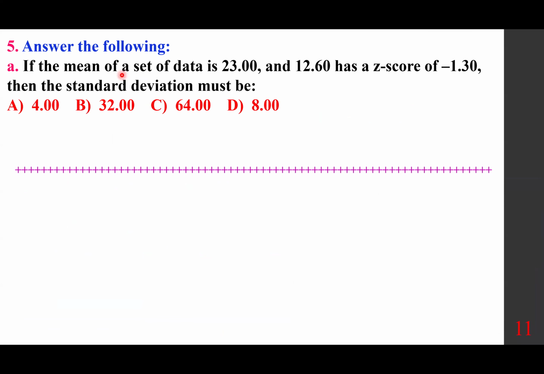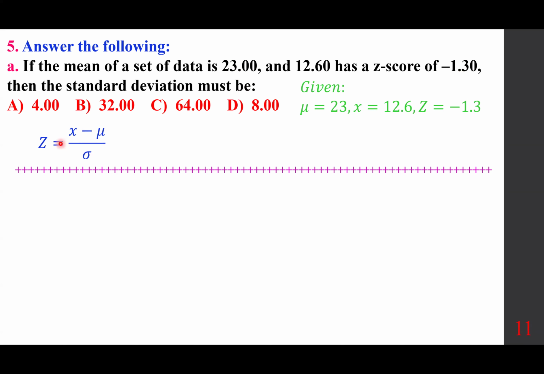Answer the following. If the mean of a set of data is 23 and 12.6 has a z-score of negative 1.3, then the standard deviation must be what? That gives us the fact that we have to use z equals, first, mu is given as 23, x is 12.6, and z is negative 1.3, and we are looking to find sigma. So the formula is z equals x minus mu over sigma.